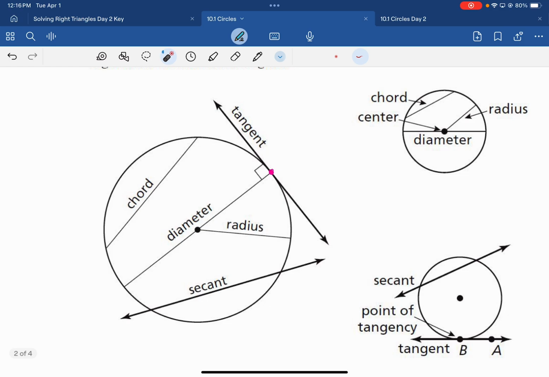And I did forget to mention this one a while ago. On this little circle here, see this little tangent line running along the bottom? This point right there, point B, where it intersects the circle, is called the point of tangency.